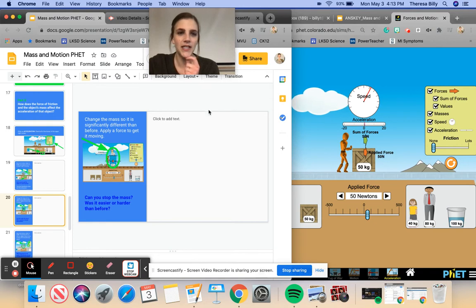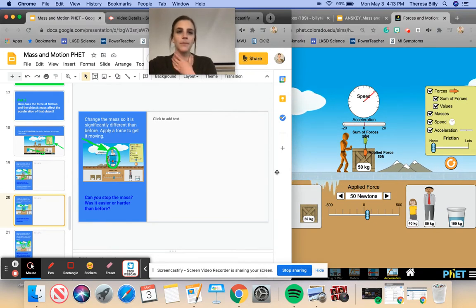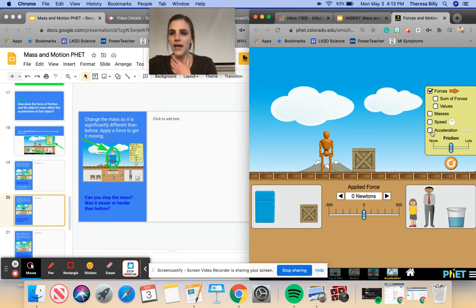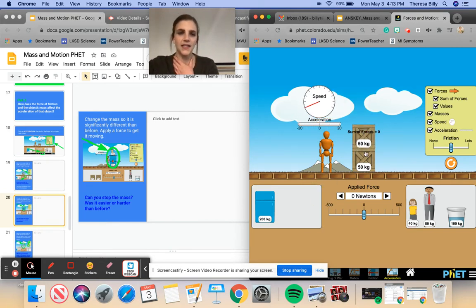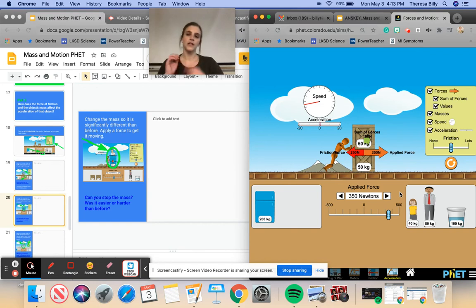In slide 20, it says check the mass so that it's significantly different than before and apply a force to get it moving. I will say that in this one, I think it works best if you have two boxes that are stacked on top of each other. Again, we want to increase the force so that we get movement. There we go. That's pretty good.